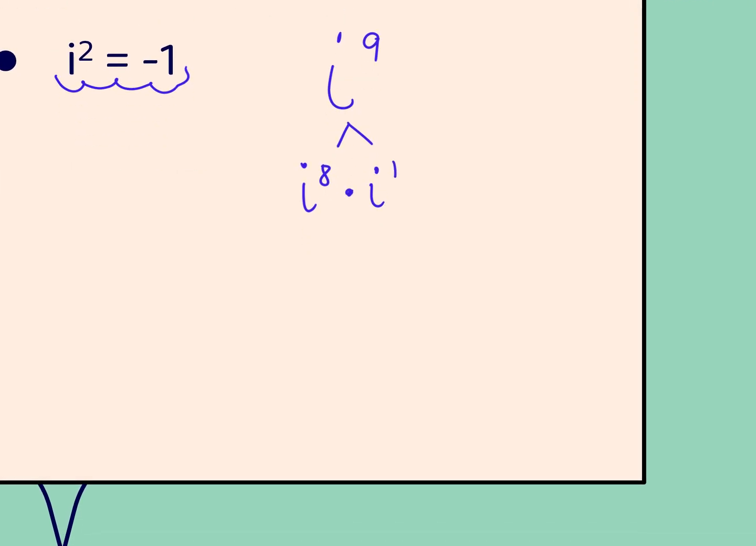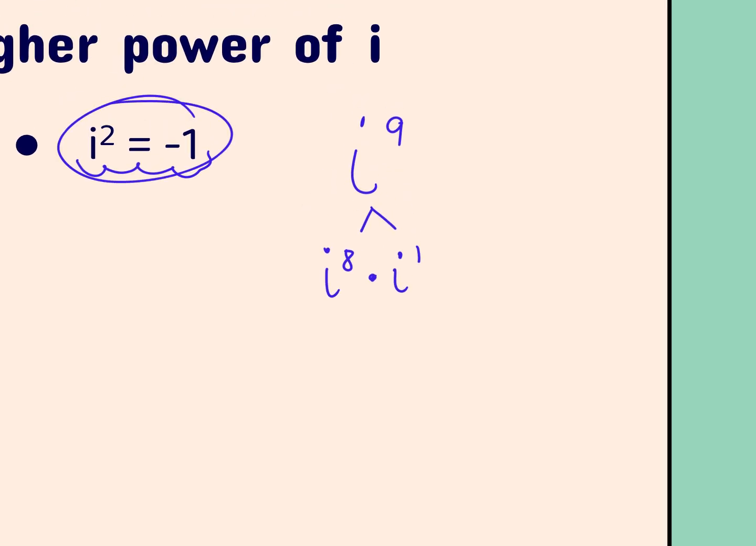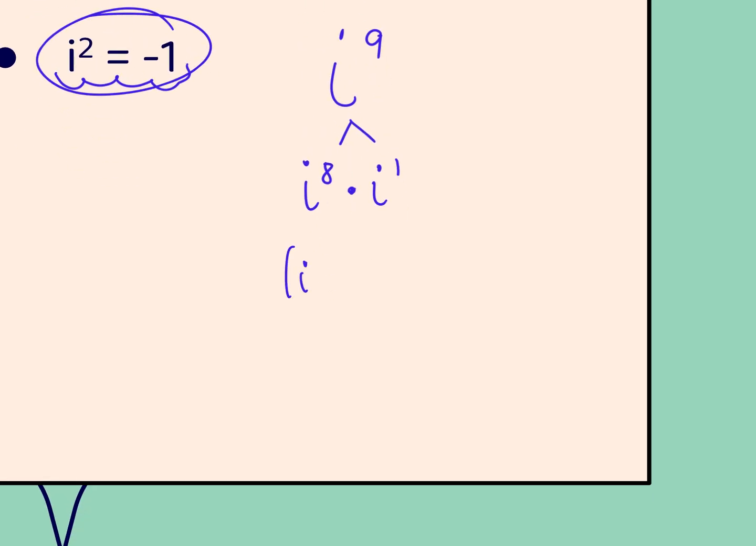Well, let's break down our even exponent using this right here, i squared. Take your even exponent and divide it by 2. What's 8 divided by 2? 4. Do you guys agree with me that i squared raised to the 4th power is the same as i to the 8th? Okay. And now you're like, why? I don't understand why you're doing this.